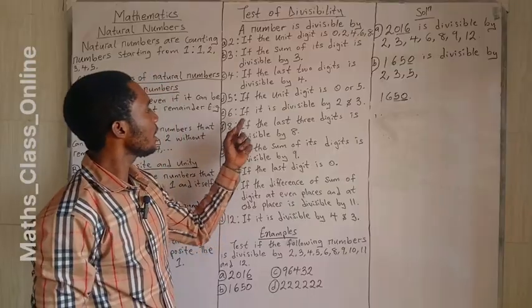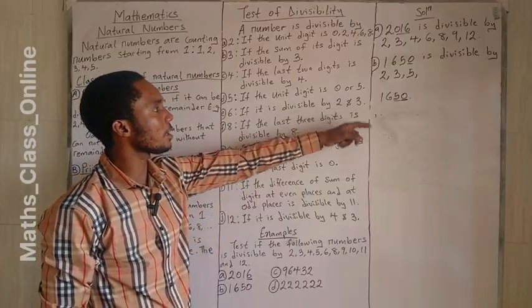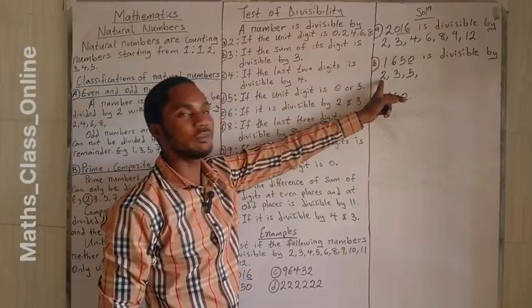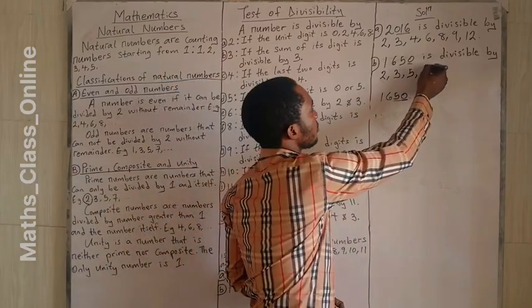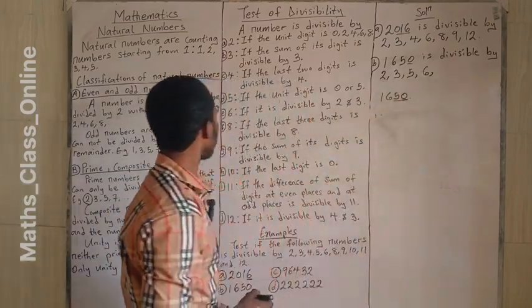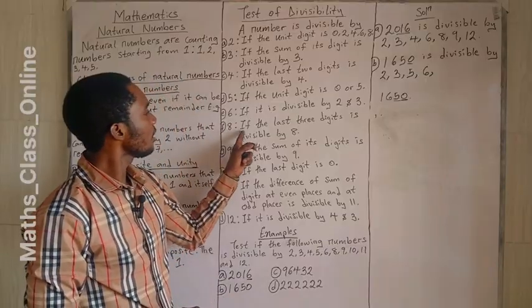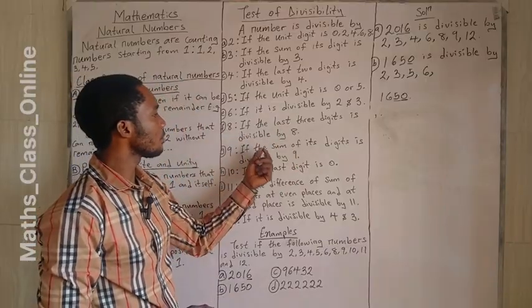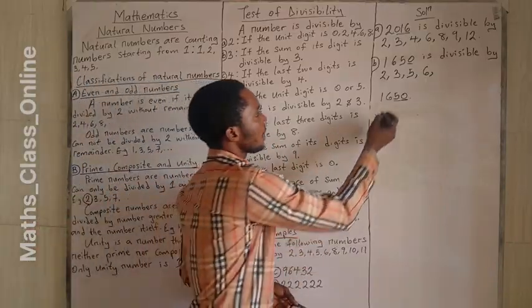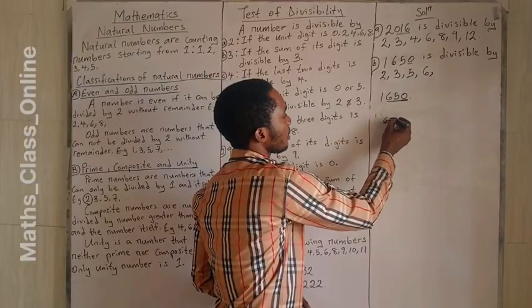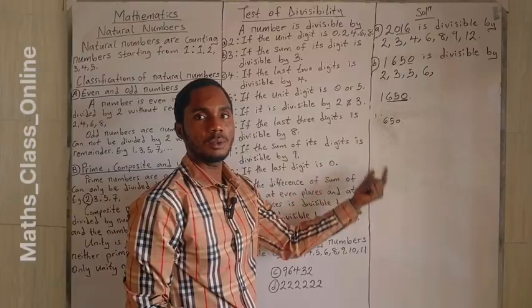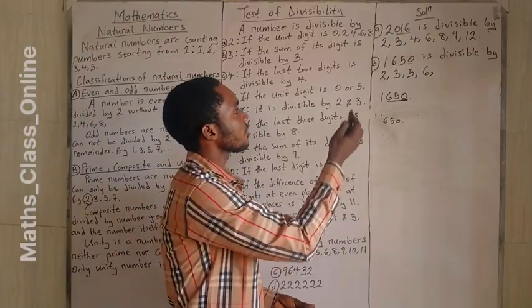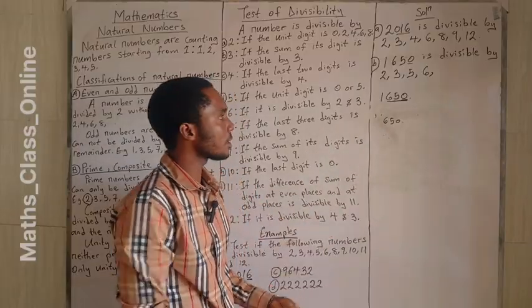By 6. If it is divisible by 2 and 3, 1650 is divisible by 2 and also divisible by 3. That means it is divisible by 6. 8. If the last 3 digits are divisible by 8, the last 3 digits here are 650. Can 8 divide 650? No. That means that 1650 is not divisible by 8.